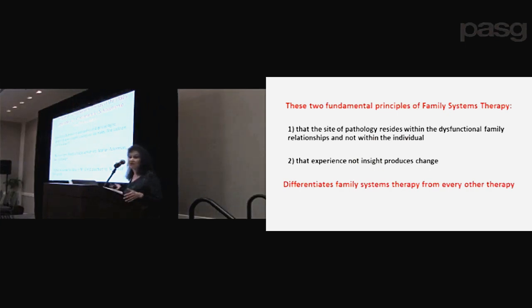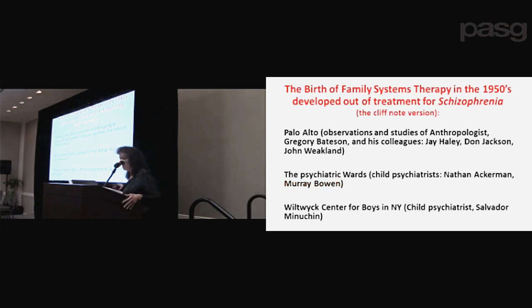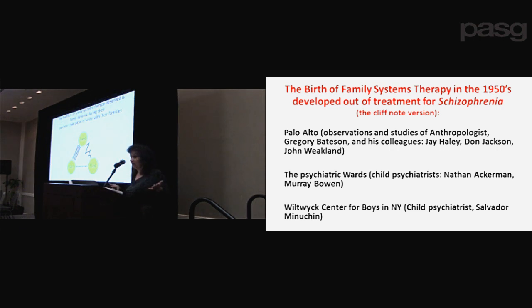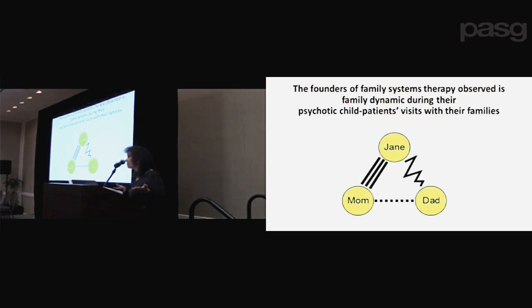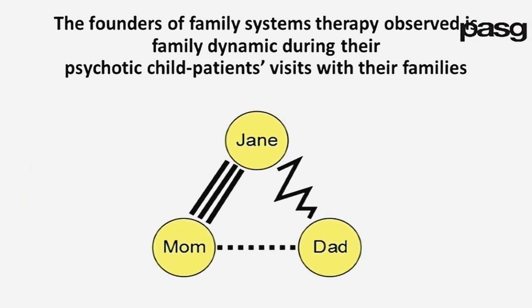These are just some of the places which Dr. Burnett mentioned this morning, the 1950s. Family therapy grew out of the study of psychotic child patients on the psychiatric ward, and also my mentor at the Wiltwick Residential Treatment Center for Boys in New York. They noticed that the psychotic children would improve on the ward and then regress after visits. So they began to observe the visits, and this is the typical triangulation that Dr. Burnett pointed out that they observed.